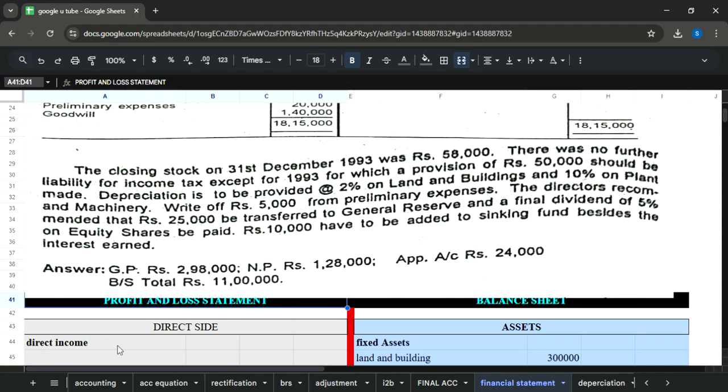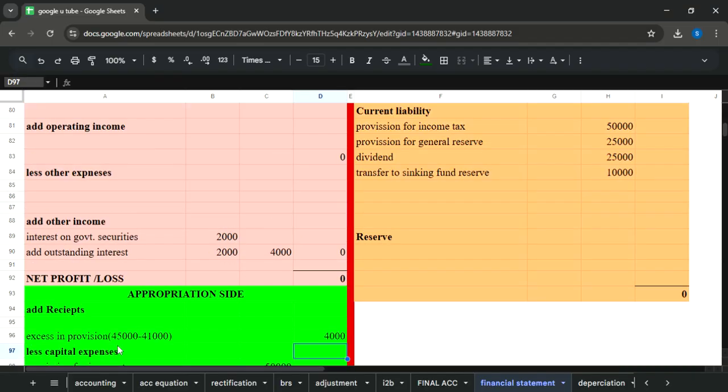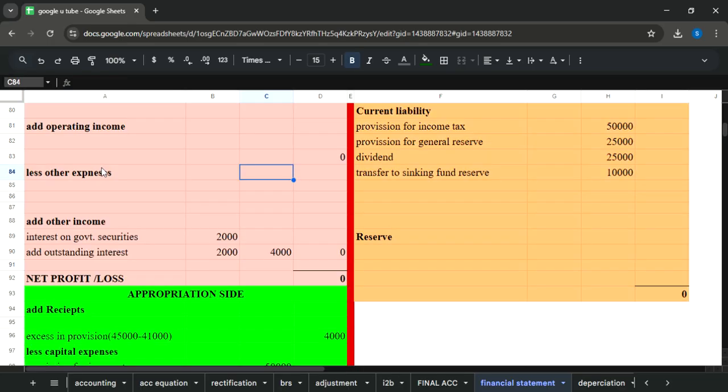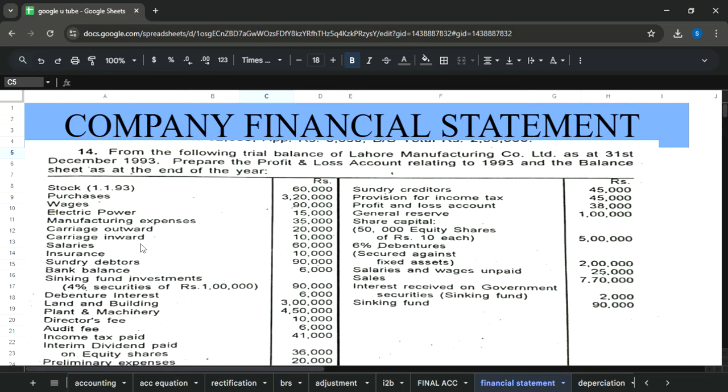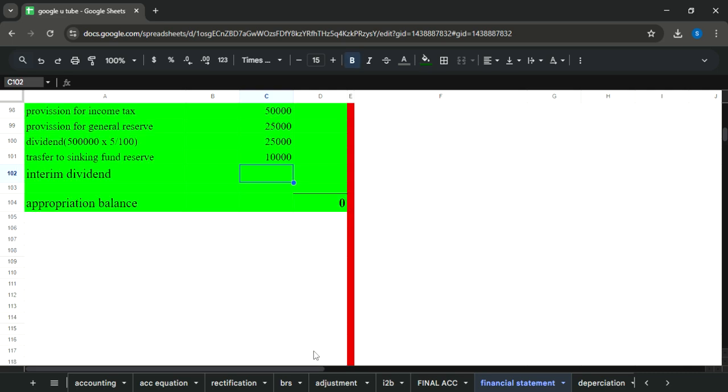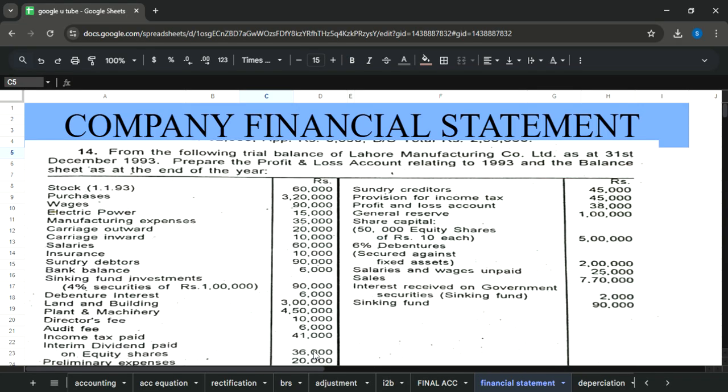Let's go to appropriation side, and here you will mention interim dividend. Amount of this interim dividend is 36,000. So just mention 36,000 in appropriation debit side.